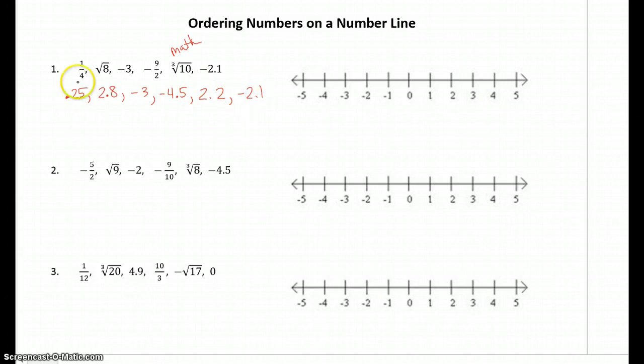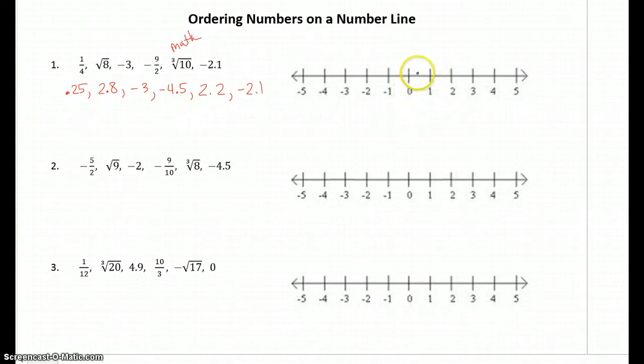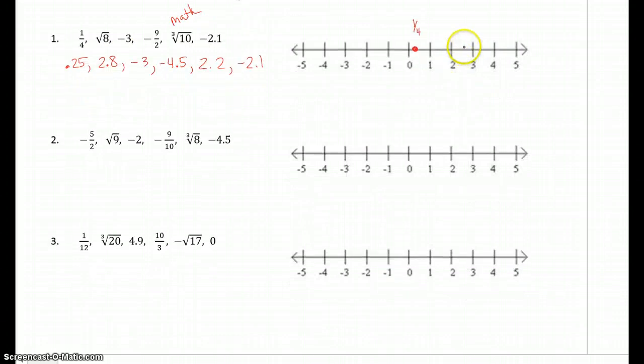Okay, so if we plot this on the number line, 0.25 is going to be between 0 and 1, but closer to 0. But when I put this on the number line, because they gave me 1/4, I'm going to label it 1/4, not 0.25. 2.8 is between 2 and 3, but closer to 3. And I'm going to label that the square root of 8.